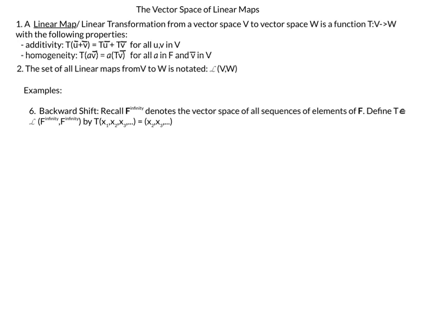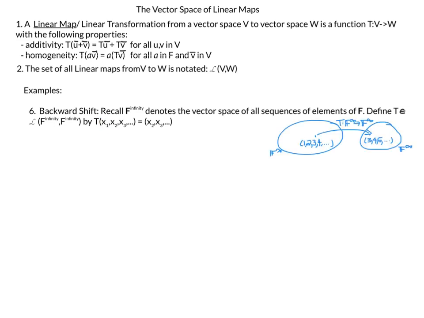Our next example is the backward shift. So you want to recall F to the infinity. That's sort of like the generalization of F2, F3, F to the n, all the way to F to the infinity. It's like an infinite vector, a vector of infinite length. So it denotes the vector space of all sequences of elements of F. We're going to define T to be a member of the linear transformations from F infinity to F infinity by T of x1, x2, all the way up to xn, or x infinity, is equal to x2, x3, all the way up to infinity.